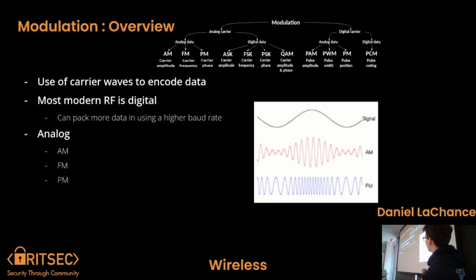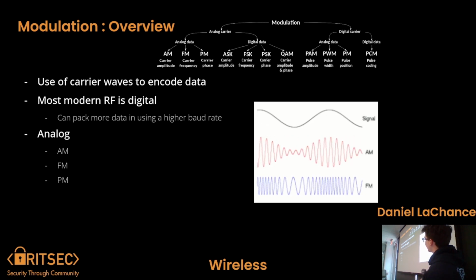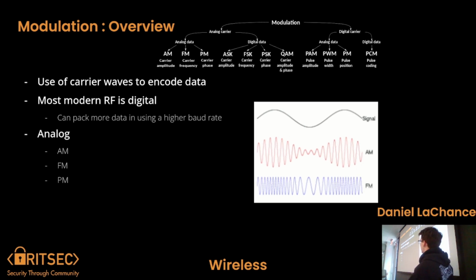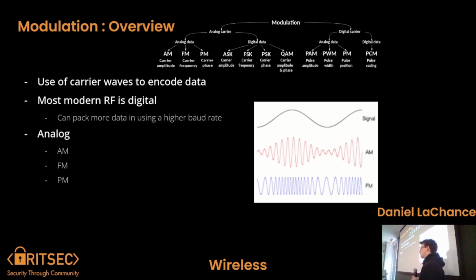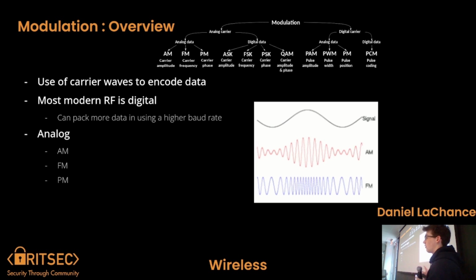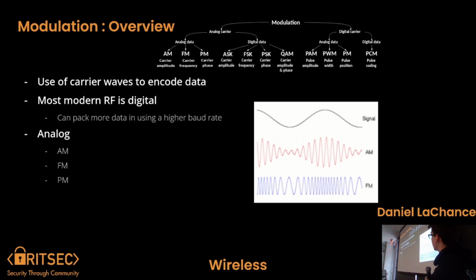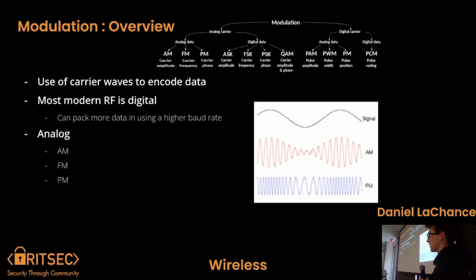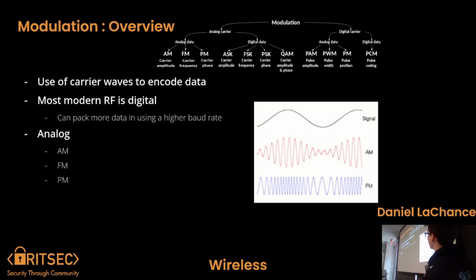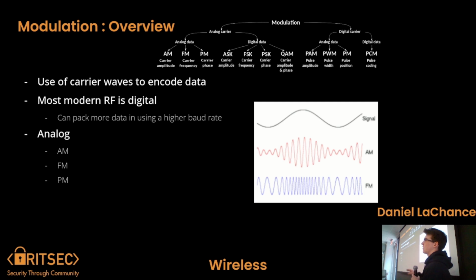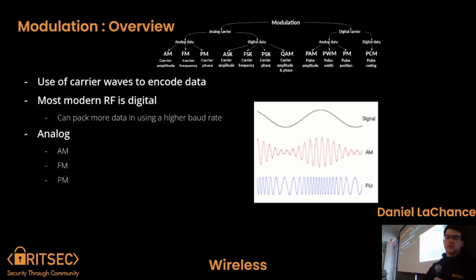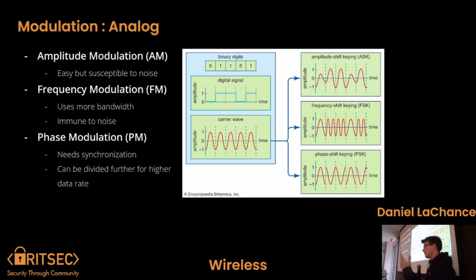There's also, most modern radio frequency is digital, so it's packing zeros and ones in a whole bunch of different kinds of modulation schemes. There's that whole diagram up there if you're interested. But really all I'm going to talk about is the analog data, so AM, FM, and PM. Those are the three that I just mentioned. So amplitude modulation, that's where you're changing the amplitude to encode your zeros and ones.